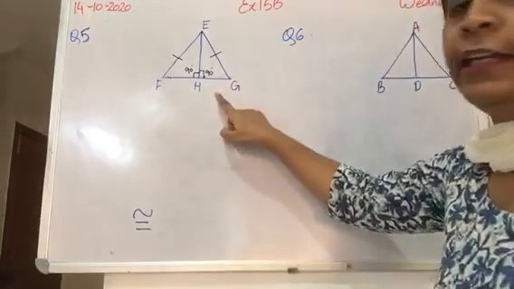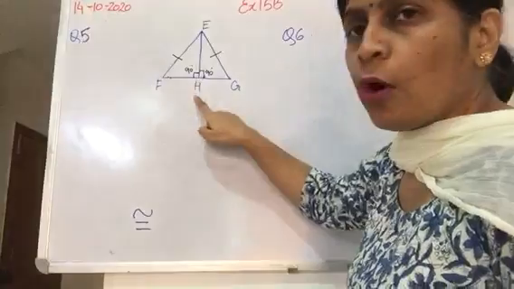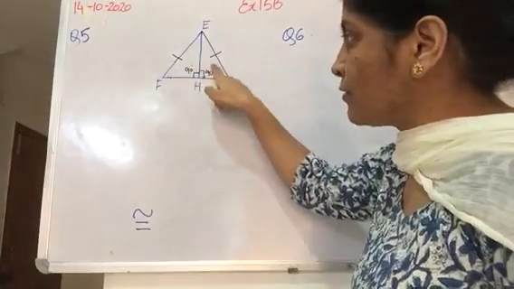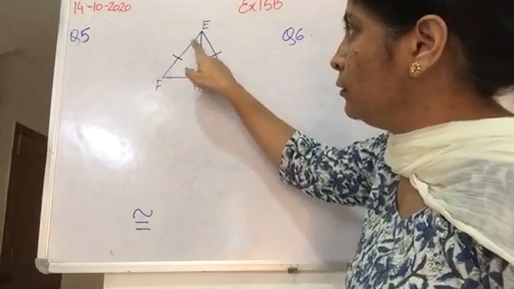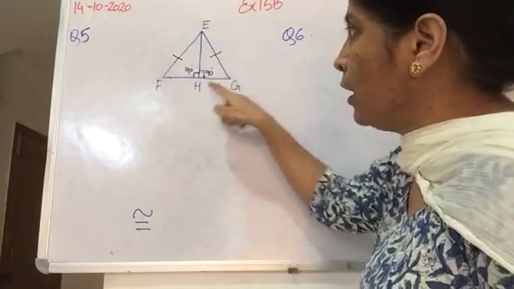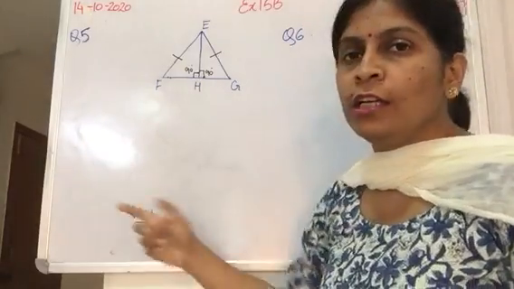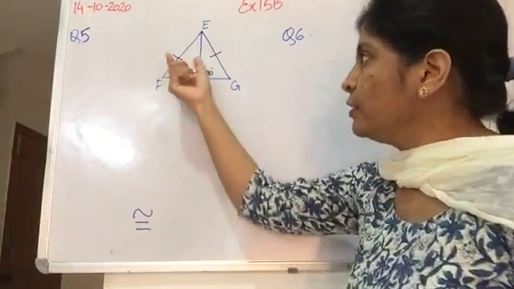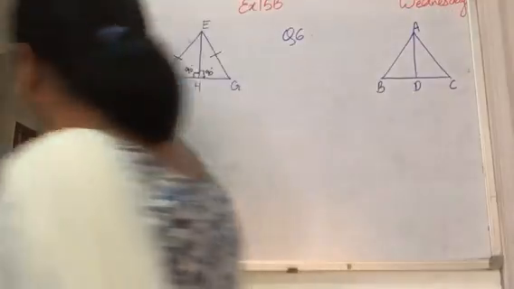Now students, 90 means right angle. This side is common in both the triangles, this part as well as this part. So right angle, hypotenuse and the common side, that is perpendicular, are equal. So according to RHS, this part is congruent to this part. Clear about this? So how to write?